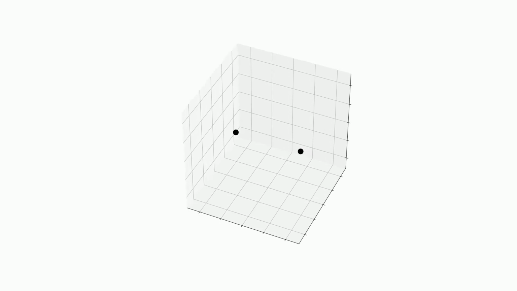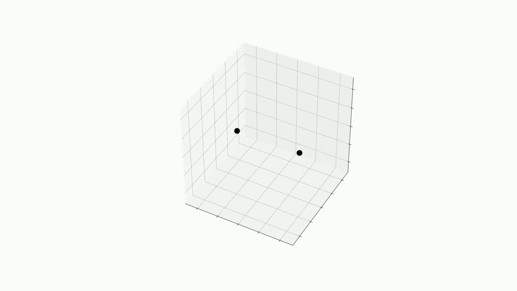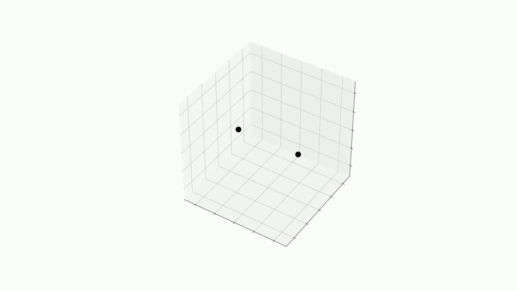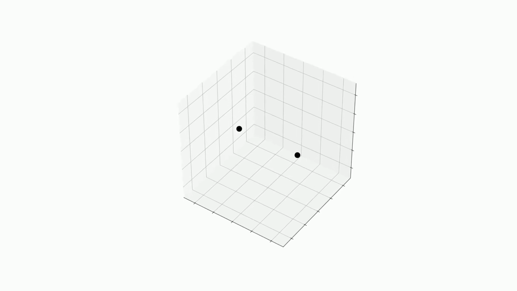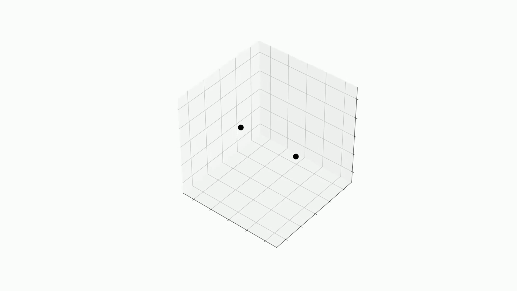Now, once that's done, I'm going to update the positions and the velocities of these two particles using the force I just computed. And I know that was difficult to see, so I'm going to do it again. I'm going to compute the gravitational force between these two particles, and now update their positions and their velocities according to that force I just computed. Now I can do this over and over and over again, and this is what I get.